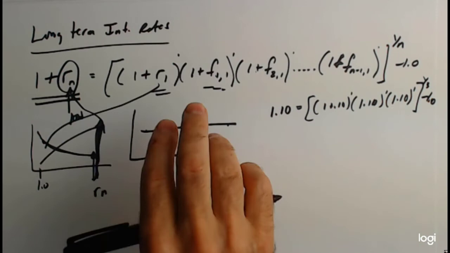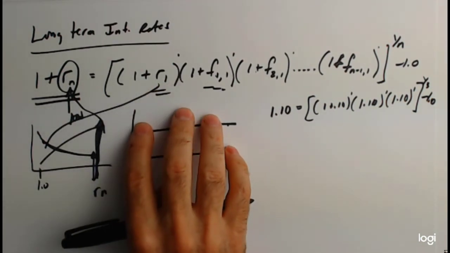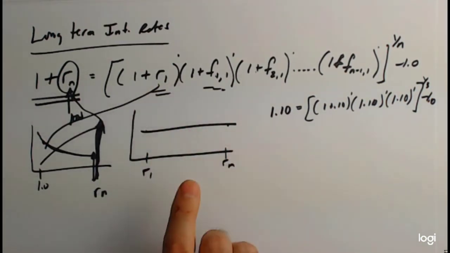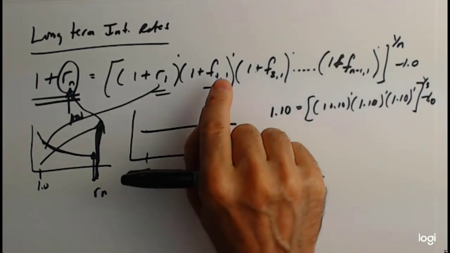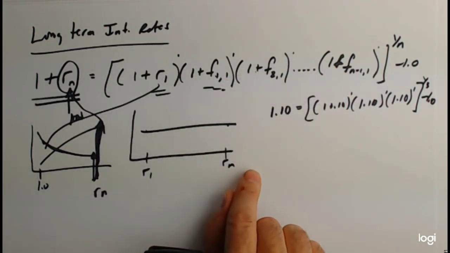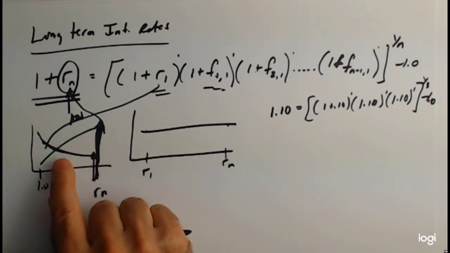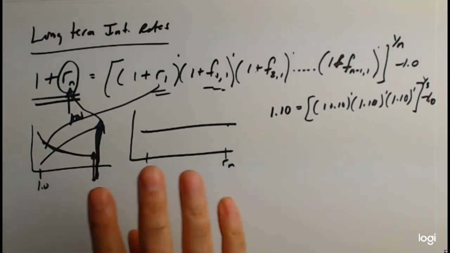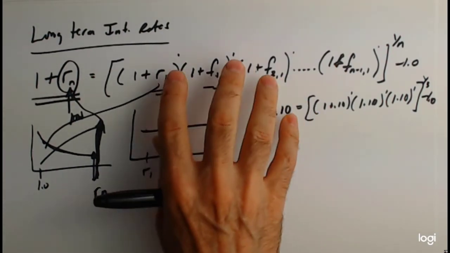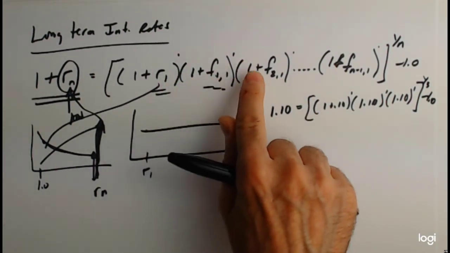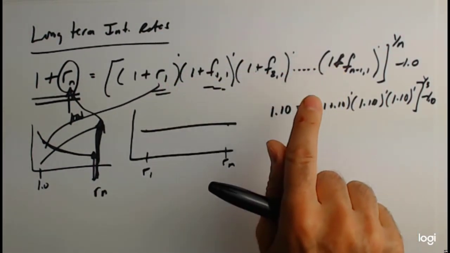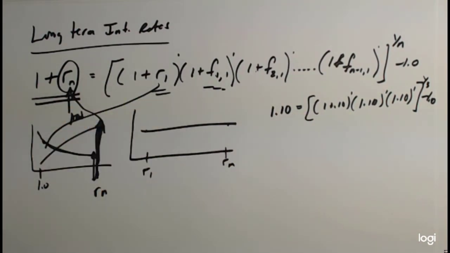So you can see that the expectations hypothesis that we're doing, expectations about what? Expectations about future interest rates, can describe why we have a flat yield curve, an upward sloping yield curve, a downward sloping yield curve. It doesn't matter what the shape of the yield curve is. This model can explain it. You're just going to have to plug in different forward rates to get that curvature that you want.